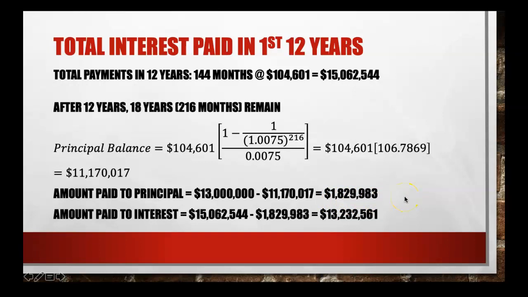So the total that we have paid to principal over those 12 years would be $1,829,983. And if we know this is the amount that we have paid to principal, it means the rest of our payments would have gone to interest. So the total payments would have been 15 million, and we subtract the principal portion from that, and we get that the total interest paid in the first 12 years would be 13,232,561.